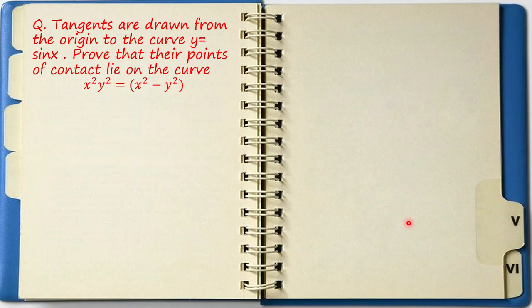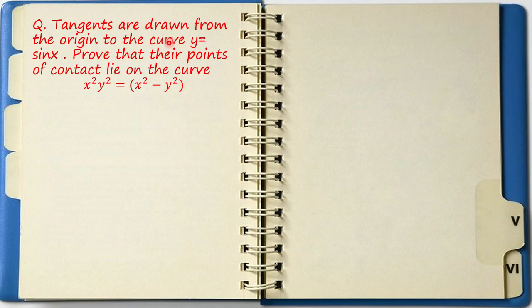So here is your another problem. The same type of problem is given. Another curve is given and the condition for the tangent is given, and you need to show that the points of contact are lying on this curve. It is the same type of problem that we have solved before. So here one tangent is drawn from the origin. That means from the point of contact, if we draw the tangent, it will cross the origin.